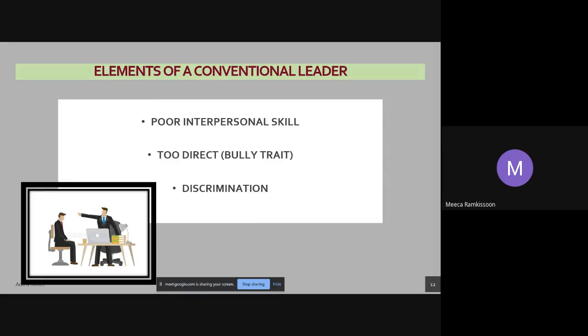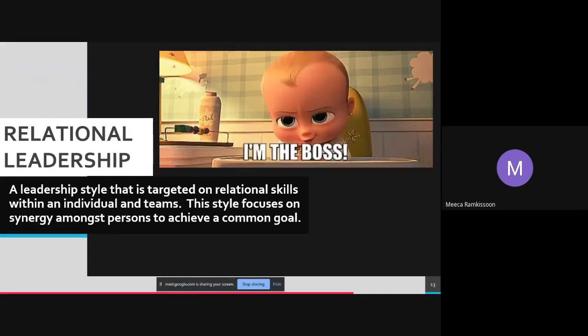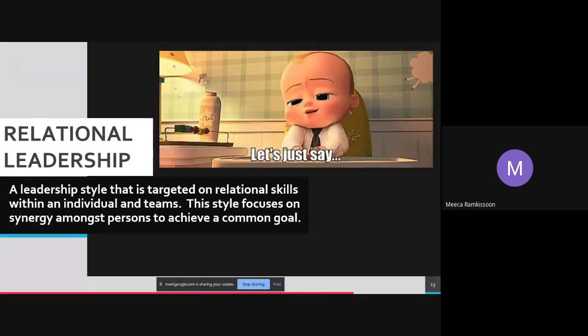Alright, relational leadership. This style targets relational skills within an individual and teams. It focuses on synergy amongst persons to achieve a common goal. And as Mr. Bisu said, it does depend heavily on ethics.